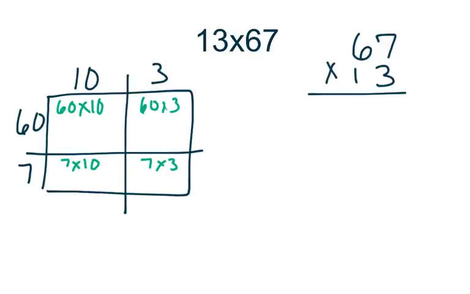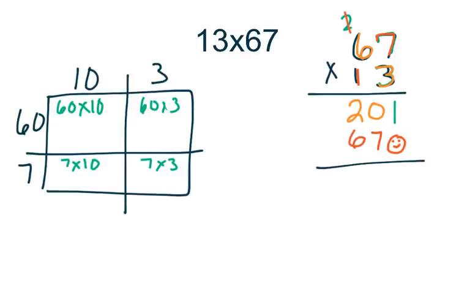Let's go ahead and start with the regrouping model on our right. We're going to multiply our ones place first. So we're going to do that by multiplying our 3 times our 7, which gives me 21, and I carry my 2. Then I'm going to multiply my ones place times my tens place. 3 times 6 is 18, plus 2 more gives me 20. I'm going to move on to my tens place, but first thing I need to do is place my placeholder. My tens place, I'm going to multiply my 1 times my 7, which gives me 7. Cross out what I carried up, and then 1 times 6 gives me 6.